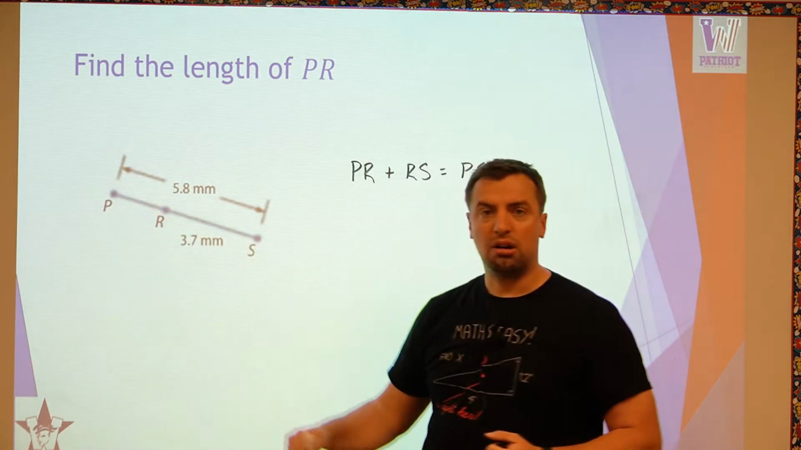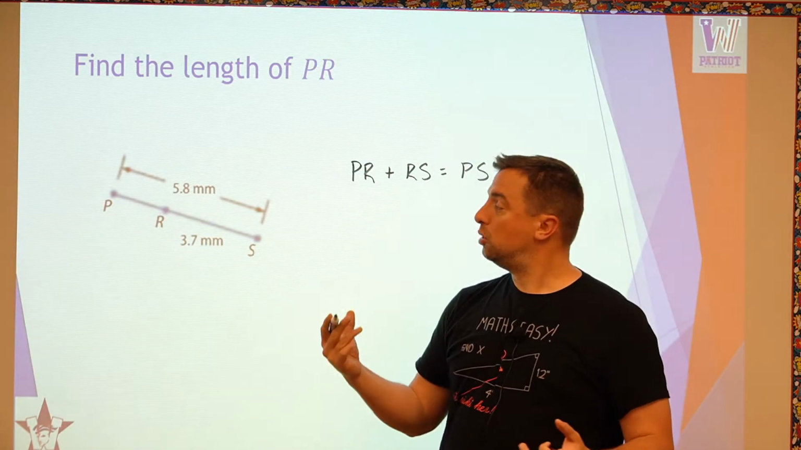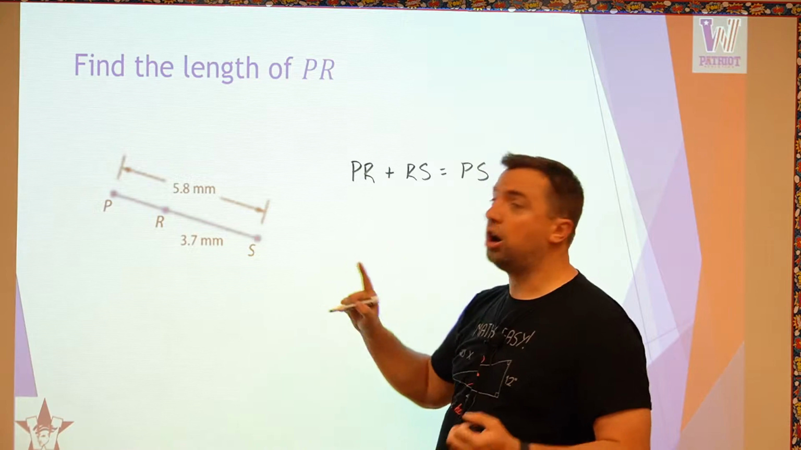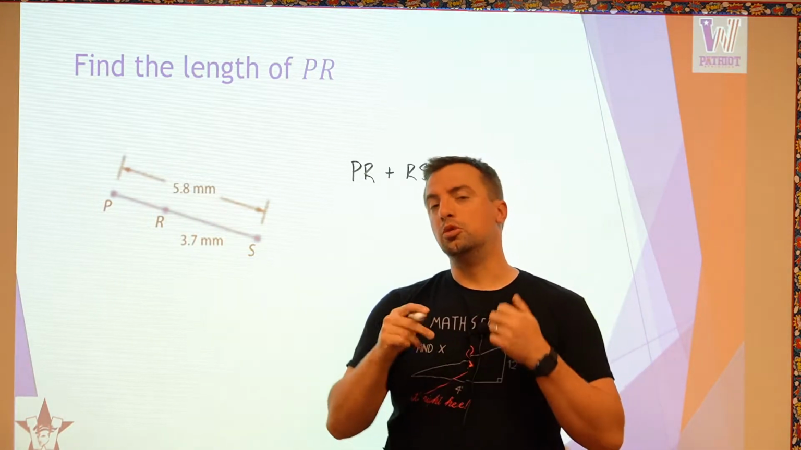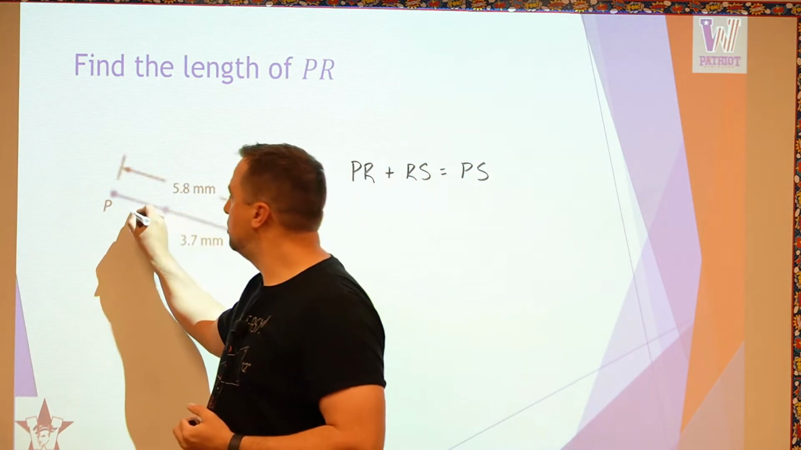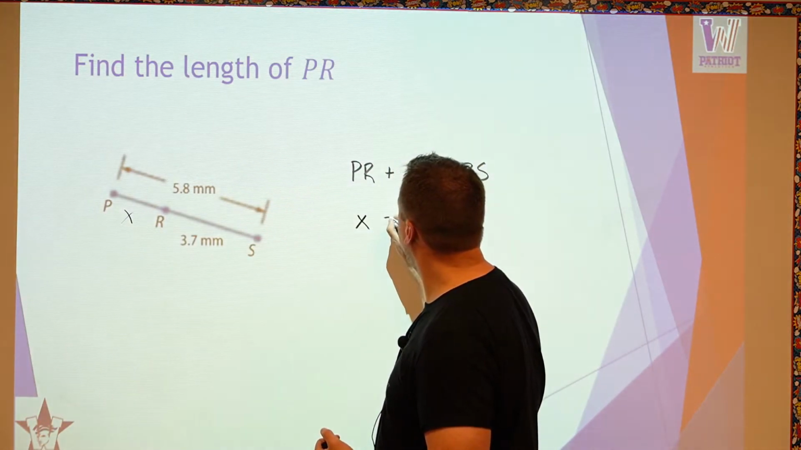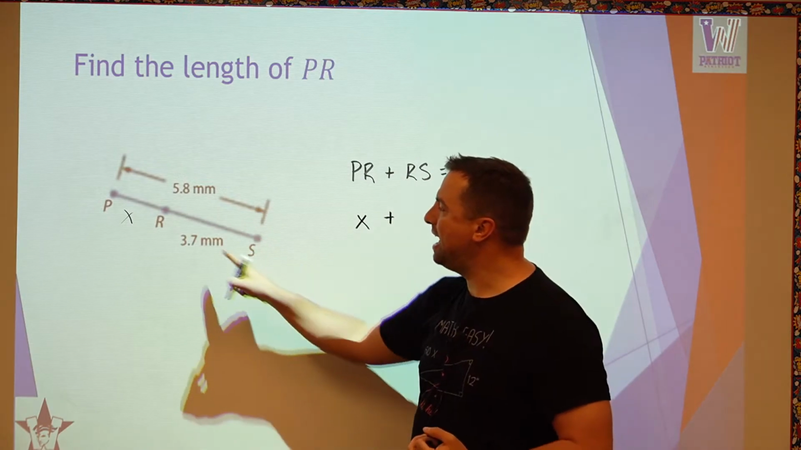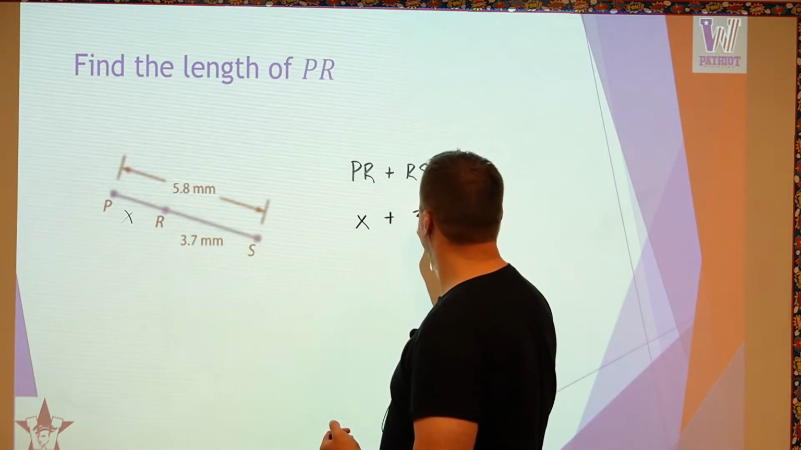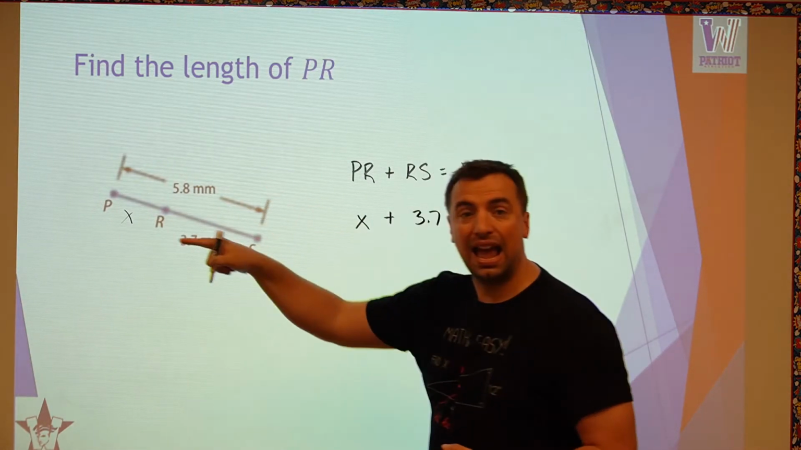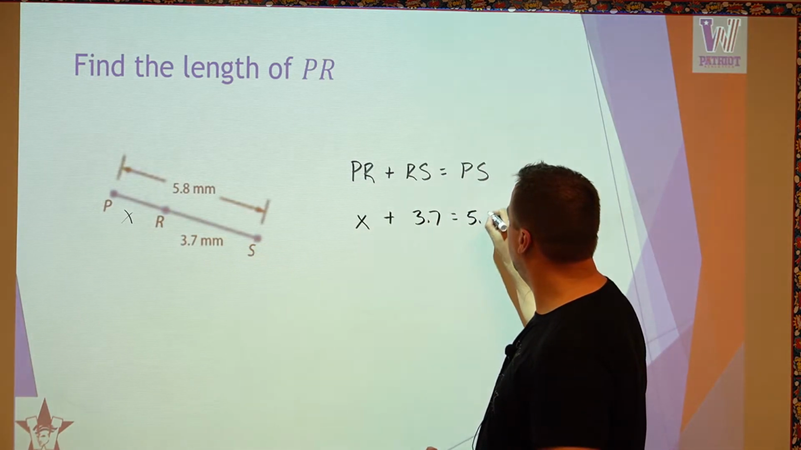From P to R, I don't know what that is, so you could choose to leave it as PR, or remember algebra, when you don't know something, you can make an X. So I'll plug that in as an X. All right, cool. Plus RS. RS is 3.7 equals PS, which is 5.8.